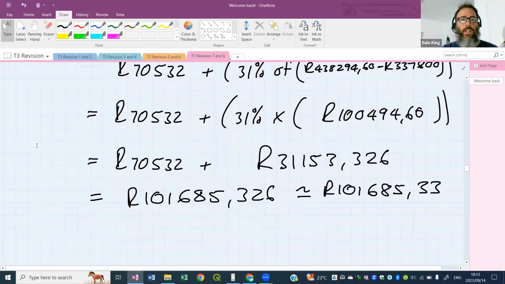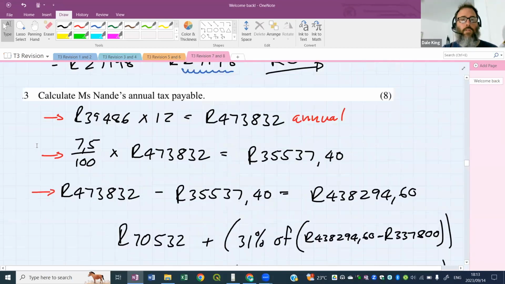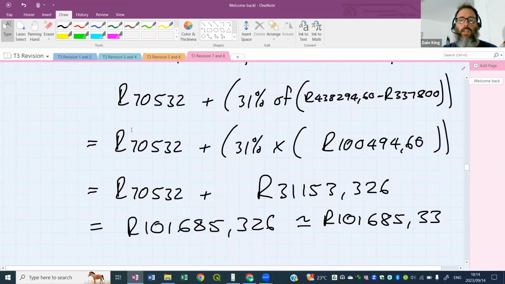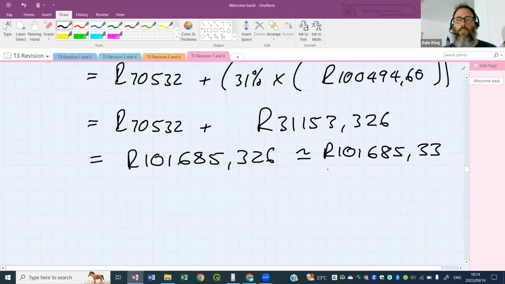I don't know. But that is the annual tax that is payable. Let's see the question. Calculate Ms. Nandi's annual tax payable. That is the annual tax payable over there. All right, so that is the final answer there. 101,685,33. Yes, Tando. Good job. All right, so that's how we do that question.